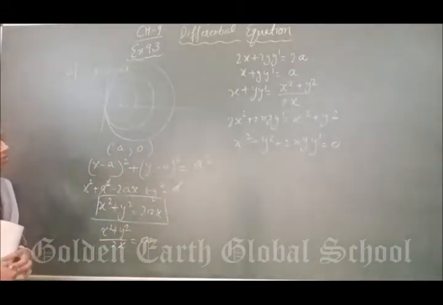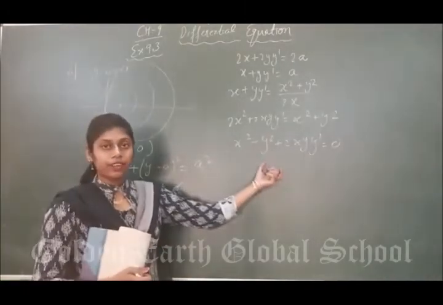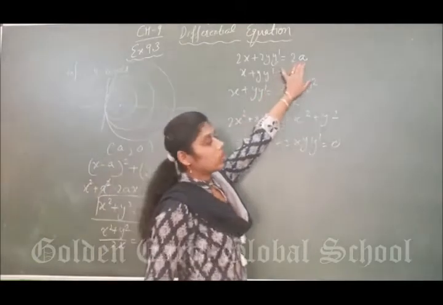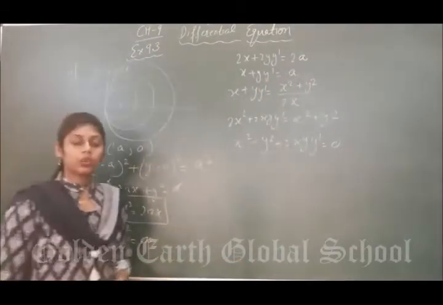First of all, from the statement you have to obtain the equation, then take its derivative. If any constant remains, then eliminate this constant from these two equations. Clear?